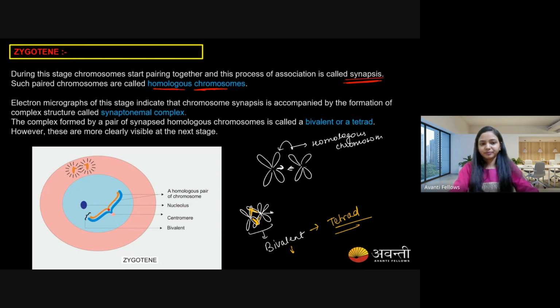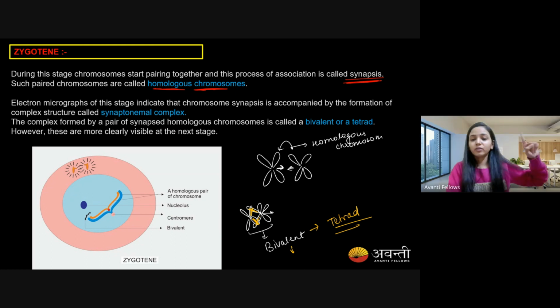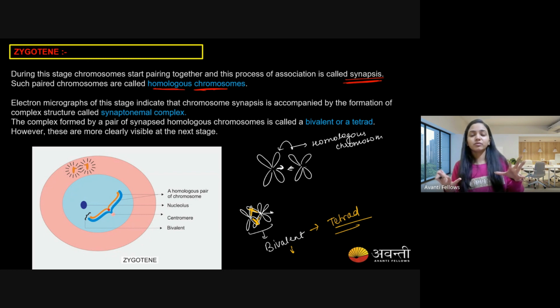Clear? So what is happening in zygotene? Like zygote, in the zygote, male and female gamete fuse together. In zygotene, two homologous chromosomes fuse together with the help of synaptonemal complex, and this process of fusion is known as synapsis. And after fusion, they will form a bivalent or tetrad.